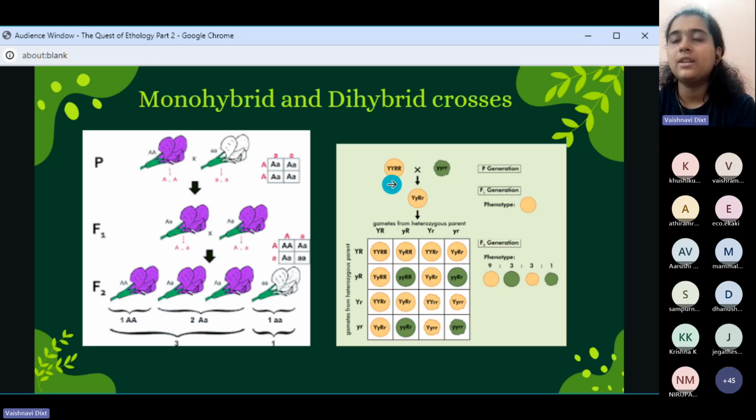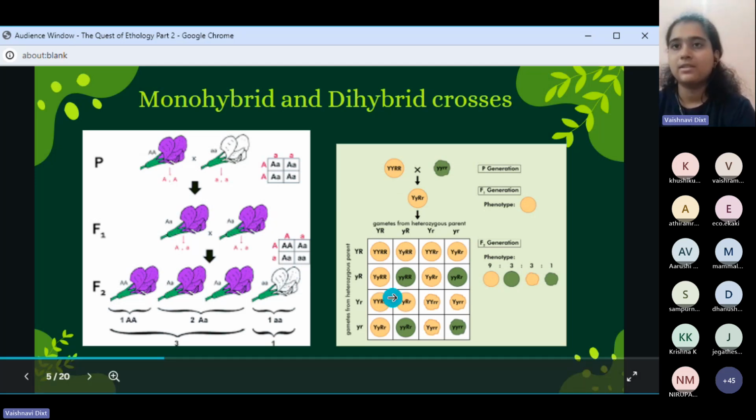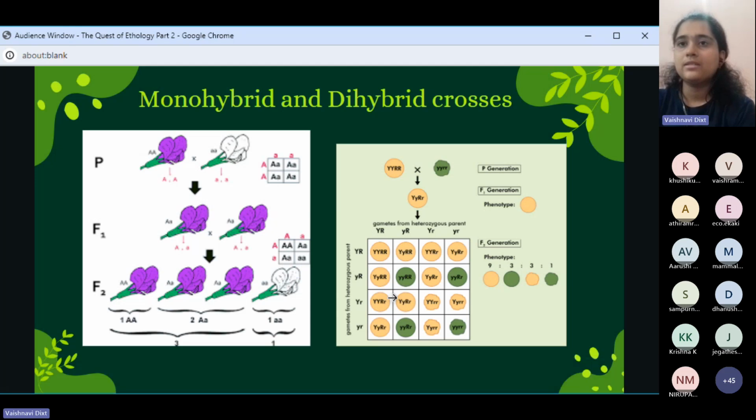And in this condition, he considered two traits: the shape of the seed and the color of the seed. So he mated a round yellow seeded plant with a green wrinkled seeded plant. And as he had theoretically assumed all these things, he got the same practical result. So that is why he put up these laws.